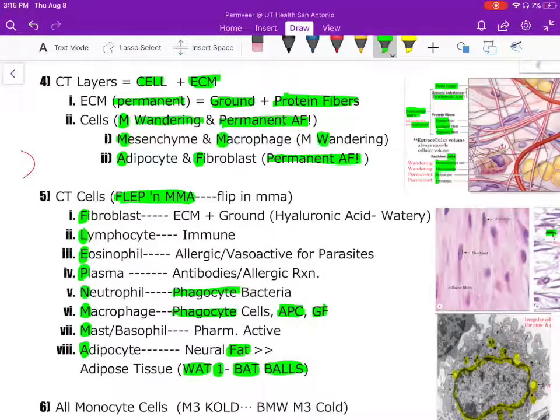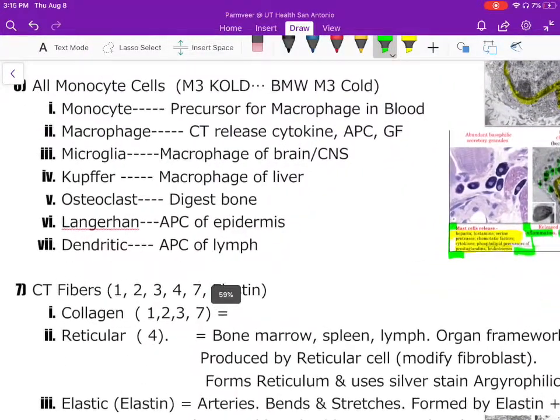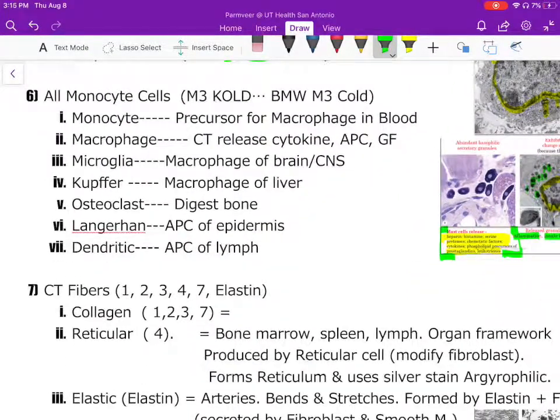the most usually do either phagocytosis or are used in allergic reaction or allergic mechanisms. Then we have another, monocytes. So besides macrophages, monocytes are the precursor that make up macrophage.